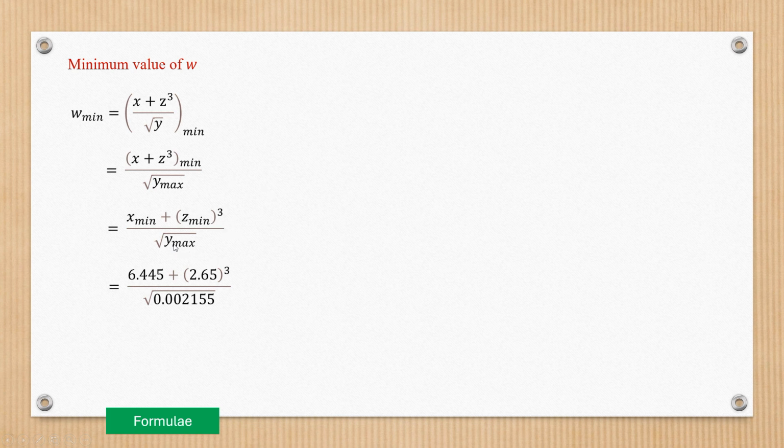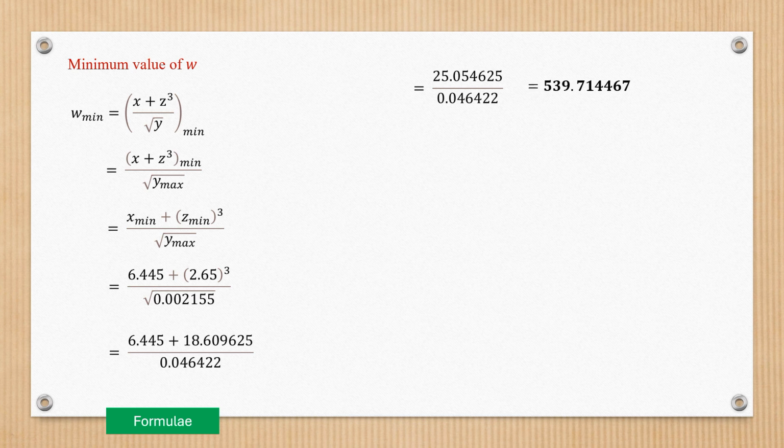Then also here, where we have y max, it's basically like y to the power half. So that's also like talking about products. But when you have such cases, you can just plug in the values directly. So this is what I'll have, and then when I add this together and divide, I'll have 539.714467.